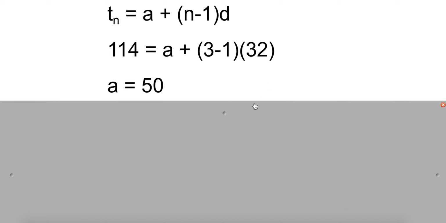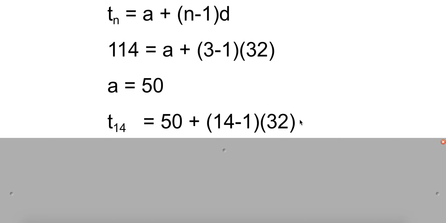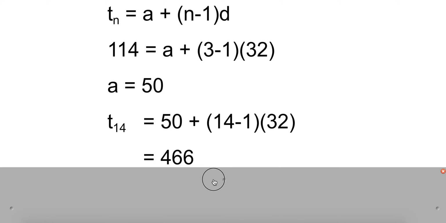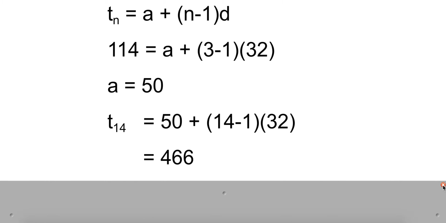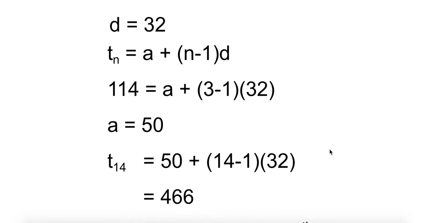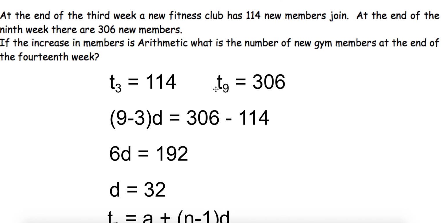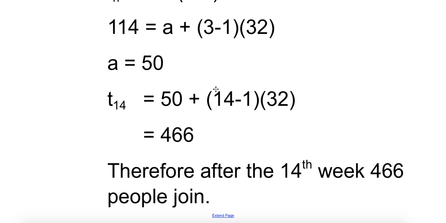Now it's asking us how much we have at the 14th week. So T14, and we're subbing in and solving. So the 14th week, that many people join. One thing you want to be careful about is what is the number of new gym members at the end of the 14th week. So I found actually here the wrong value.